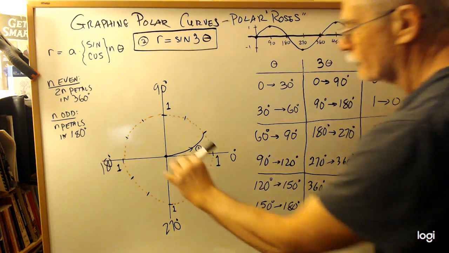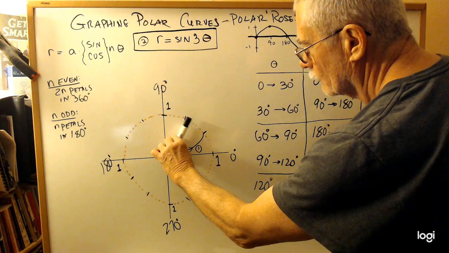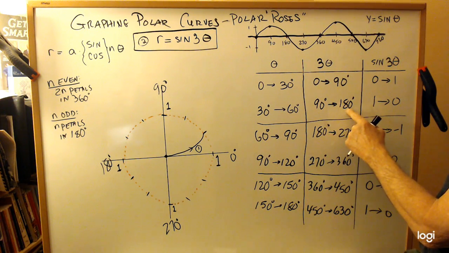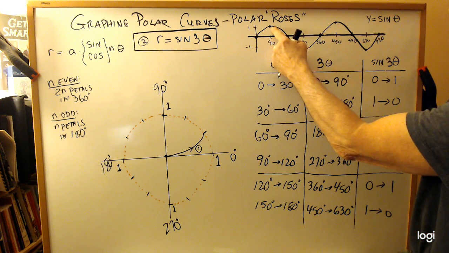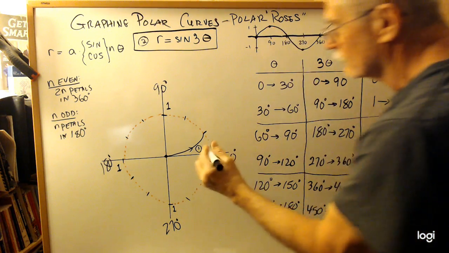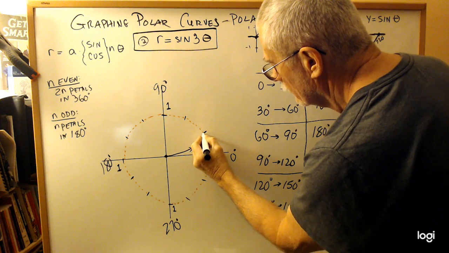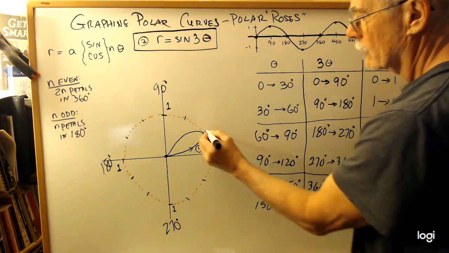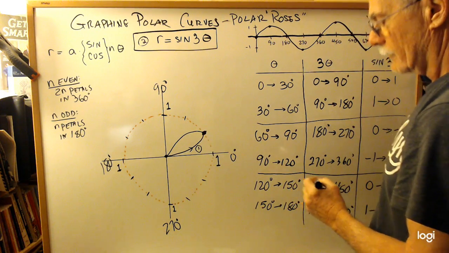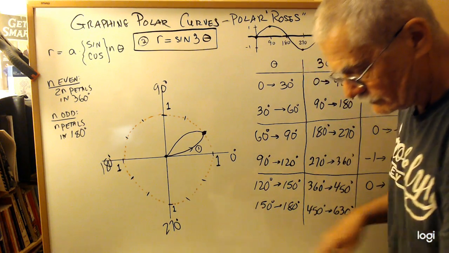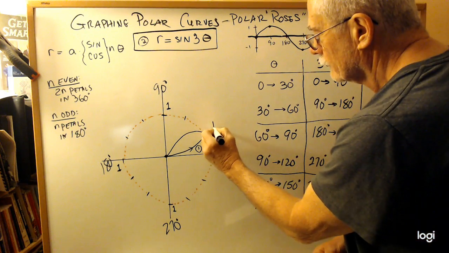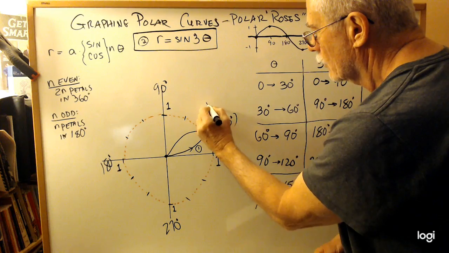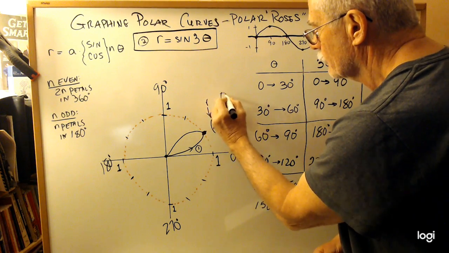And then from 30 to 60, right to here, we can see that 3 theta is going from 90 to 180, and the sine value is going from 1 down to 0. So here's the 1, and it's shrinking down to 0. Okay. So hopefully we can see at this point that this point has coordinates 1, comma 30 degrees. And again, this is the r, this is the theta.